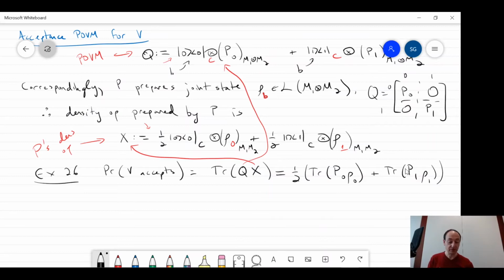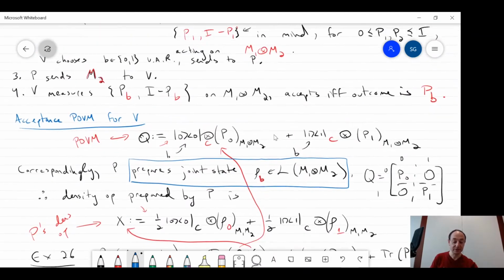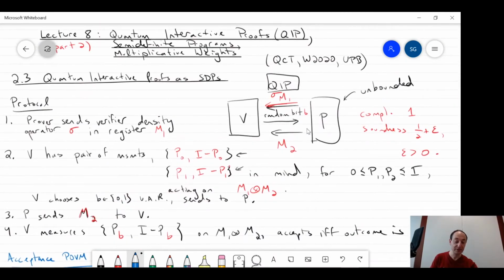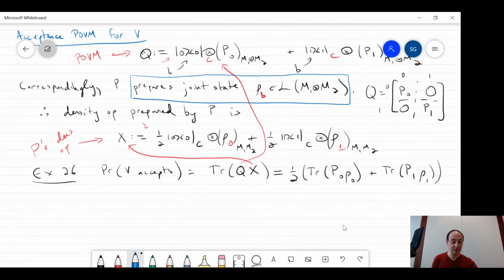In particular, what I said here is I cheated a little bit, I mean, I didn't really cheat, but here I said that P prepares this joint state, the prover prepares this joint state rho B. But here we really have to be careful, because he doesn't prepare this joint state in one shot, right? He prepares it in two shots. First, he commits half of it, and then conditioned on B, he prepares the second half, okay? So somehow we do need to capture that kind of commitment process.